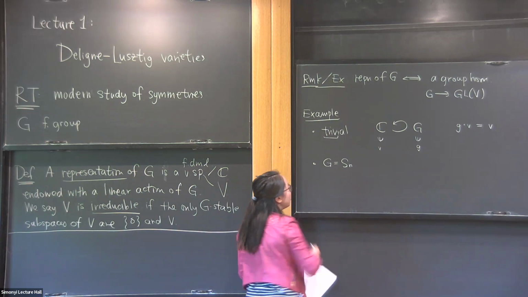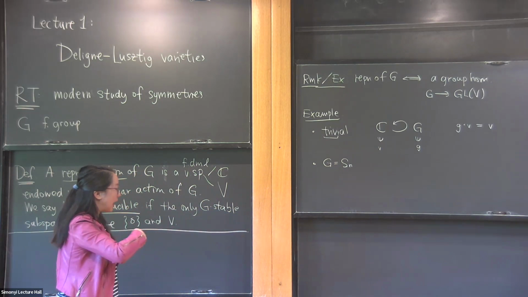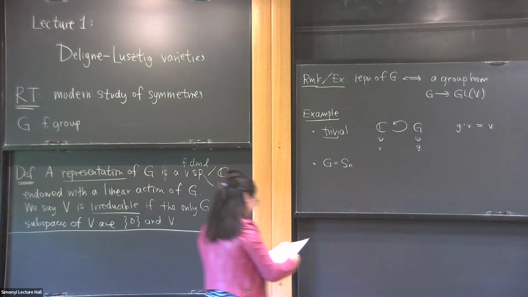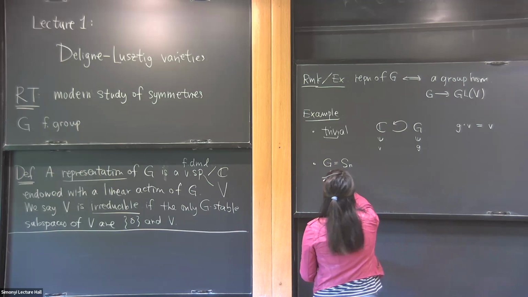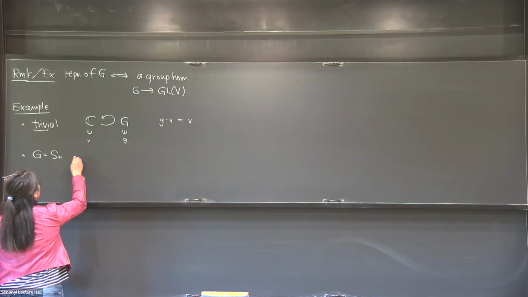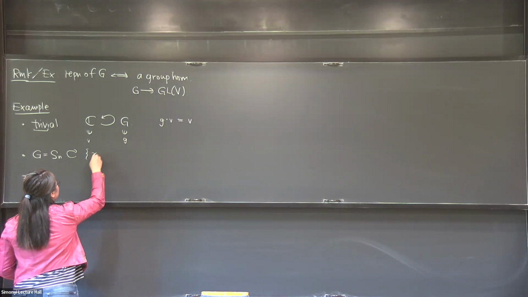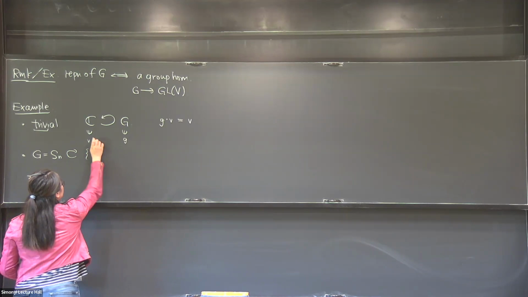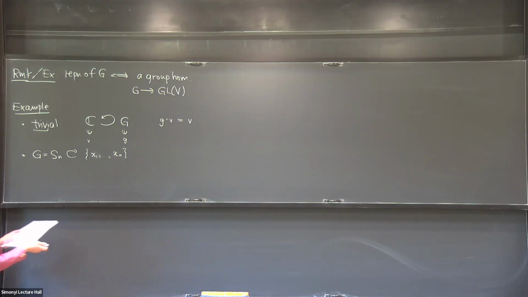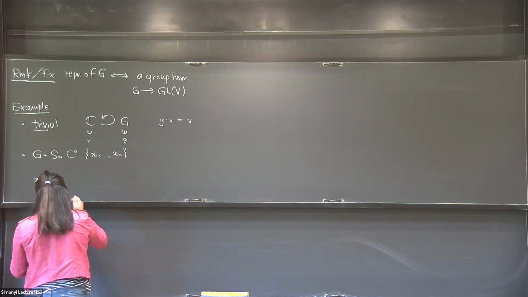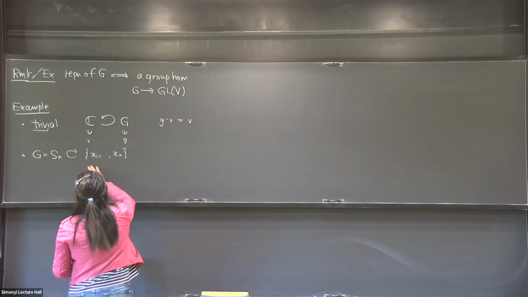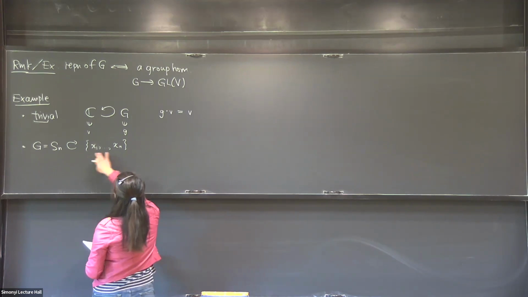Or another way to say it is all bijections between the numbers 1 through n to itself. Okay, so this is definitely a finite group. And this thing acts on, let's say, x1 through xn. Let's write it in this way. So this is just a finite list of objects.